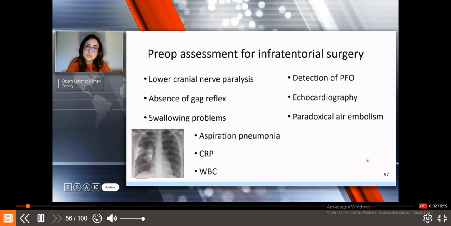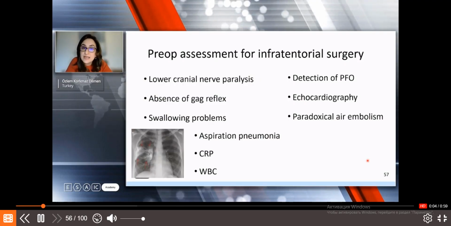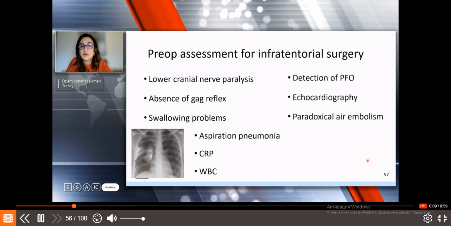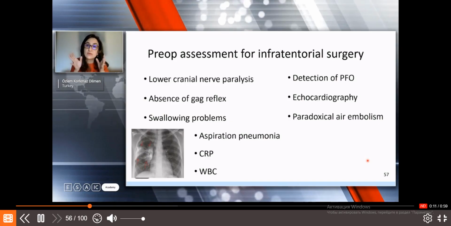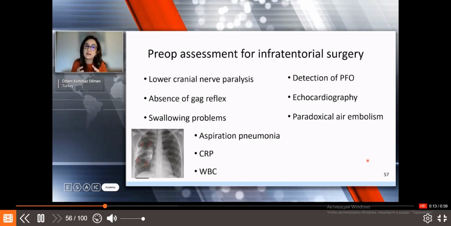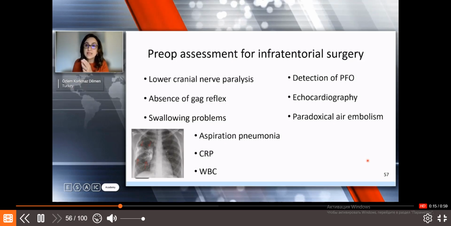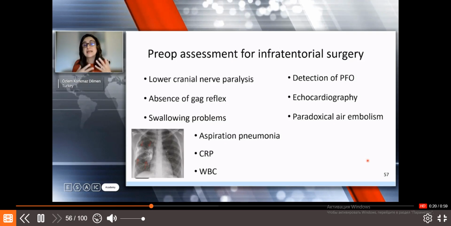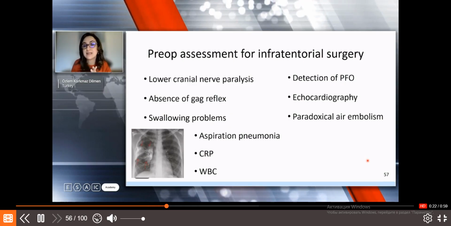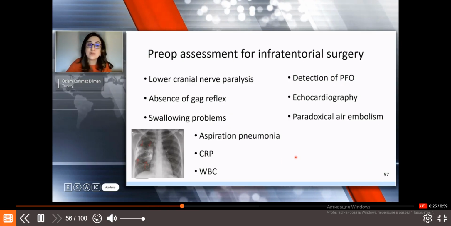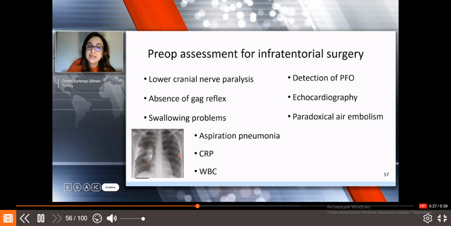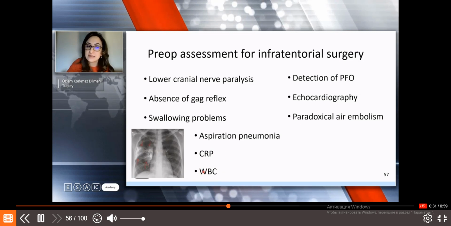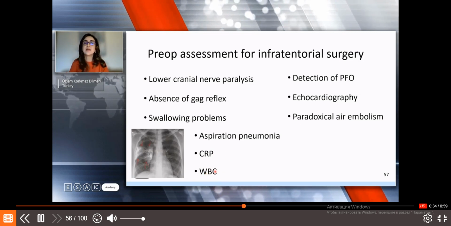At the preoperative assessment, lower cranial nerve paralysis should be assessed by gag reflex, because involvement of the lower cranial nerves can cause absence of gag reflex at the preoperative period and some swallowing problems. It may cause silent aspiration pneumonia. That's why we need to check the X-ray, CRP, and also leukocyte levels at the preoperative assessment.